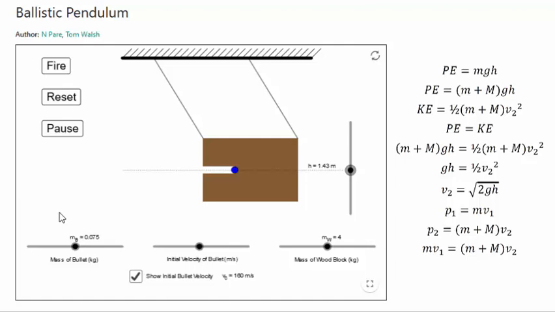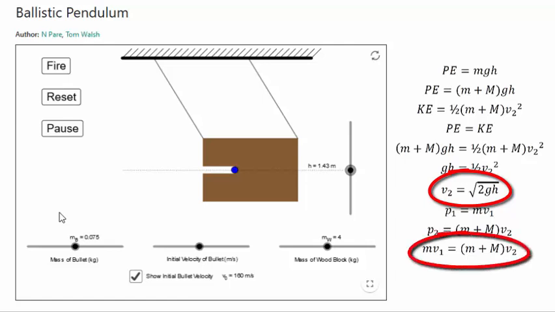So the idea is that you'll use the energy conservation equation to relate h, the height that the block rises, to v2, the speed of the bullet and block after the bullet impact. And then you'll use the momentum conservation equation to relate v2 to v1, the speed of the bullet before impact. One more point to make. We used energy conservation for the second half of the process and momentum conservation for the first half.